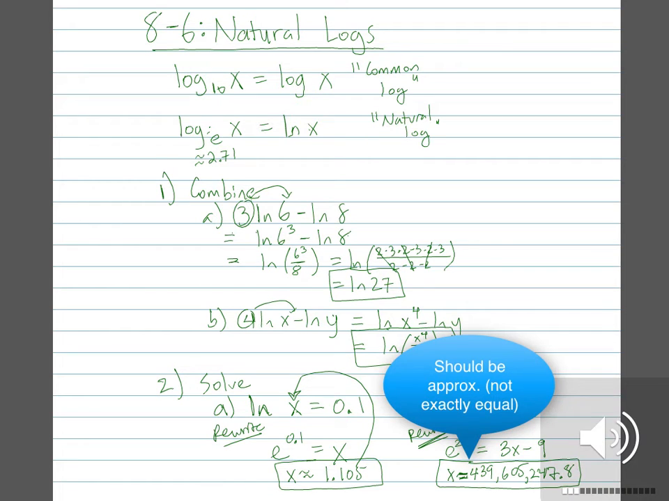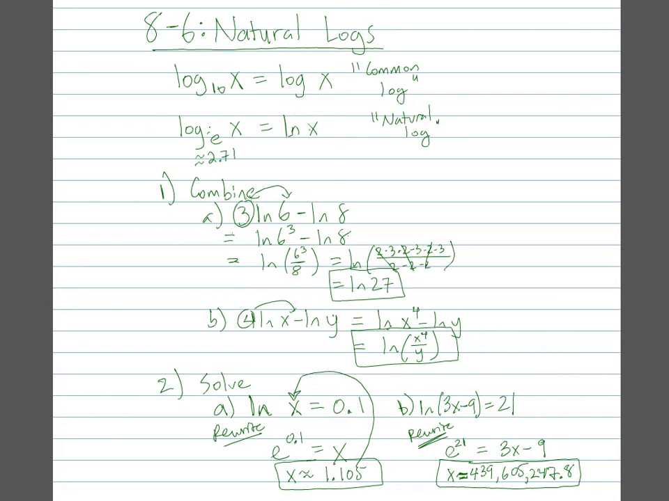And actually it's exactly equal to, it's not approximately equal to. We have 439,605,247.8. Right, so put 21, second, e to the x, and then add 9 and divide by 3. Remember to add 9, divide by 3 at the end.